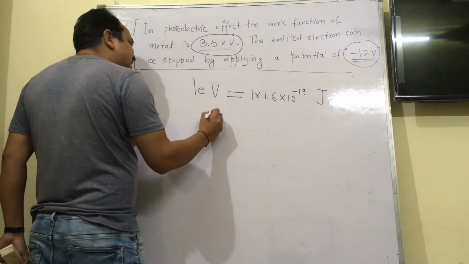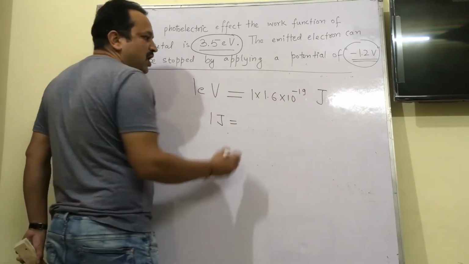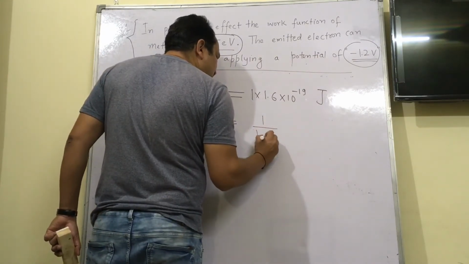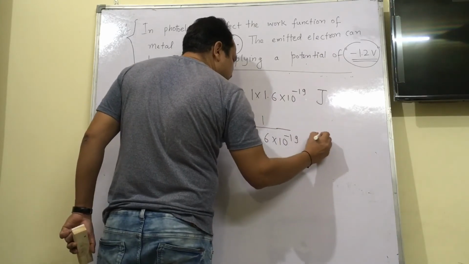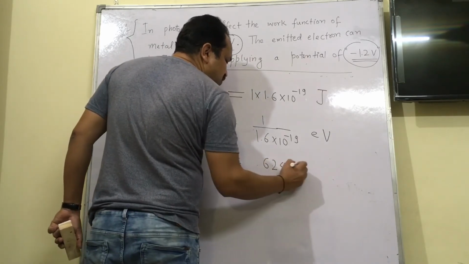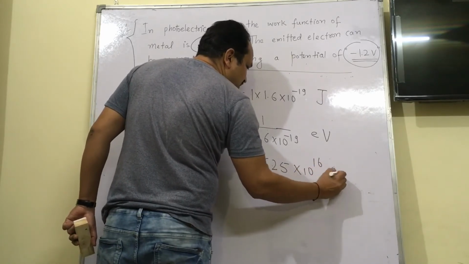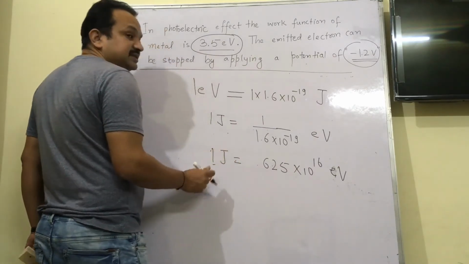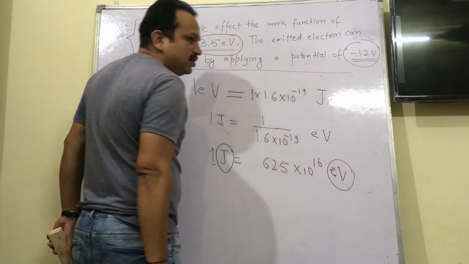It means if I say 1 joule energy is equal to how many electron volts? It is simple. I can write it this way. So this comes out to be 6.25 into 10 raised to power 18 electron volt. It means the joule is a higher unit and the electron volt is a very low energy unit.